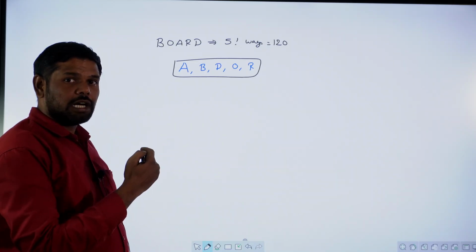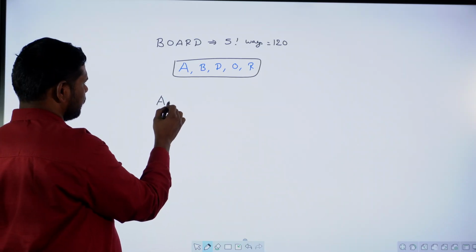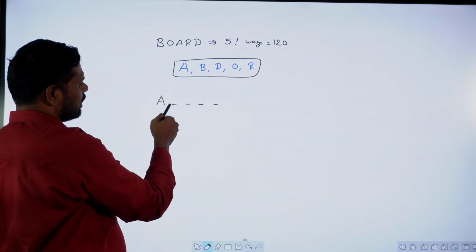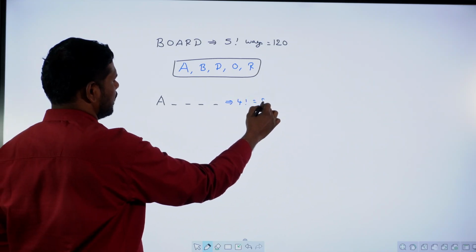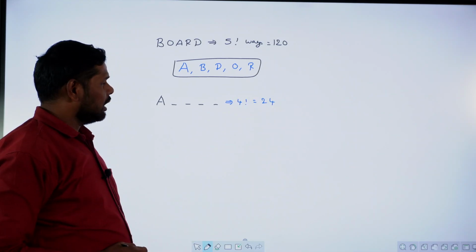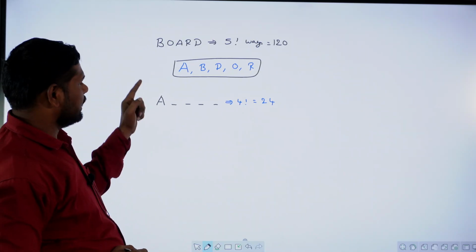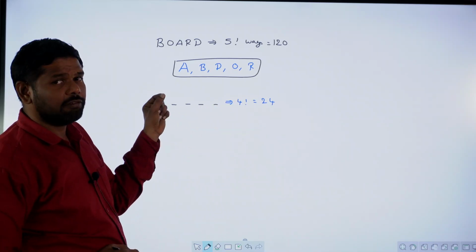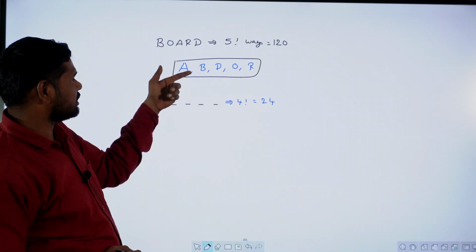Now, in dictionary or alphabetical order, words first definitely start with A. With A at the start, the remaining 4 letters can be arranged in 4 factorial ways, which is 24. Clear. But the original word starts with B, and here it starts with A, so definitely we are not getting our word out of these 24. Then next we go for the word starting with B.